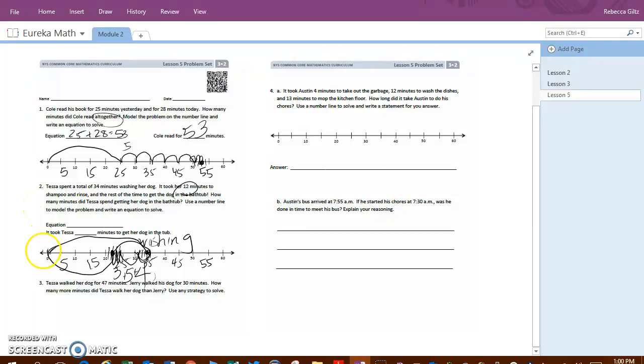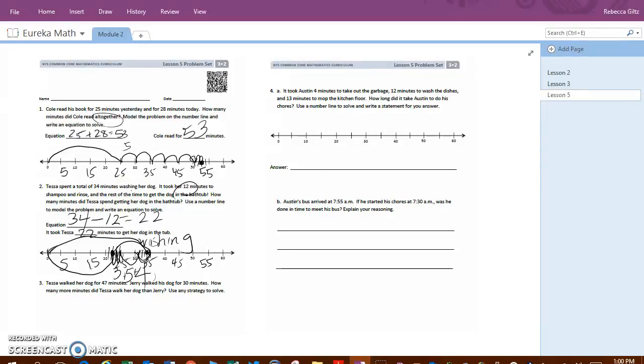So we can look at that and say, all the time down the number line until we get to this dot is the time getting her in the bathtub. So that is 20, 21, 22 minutes to get the dog in the bathtub. The equation we're talking about is 34 total minutes minus the 12 for shampooing and rinsing equals 22 minutes getting the dog in the bathtub.